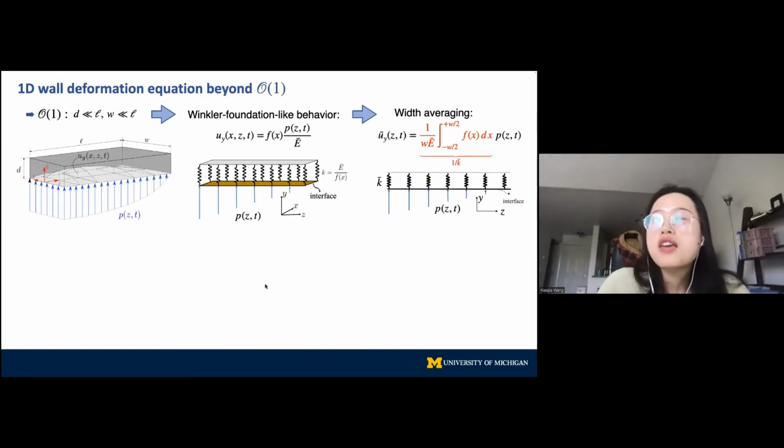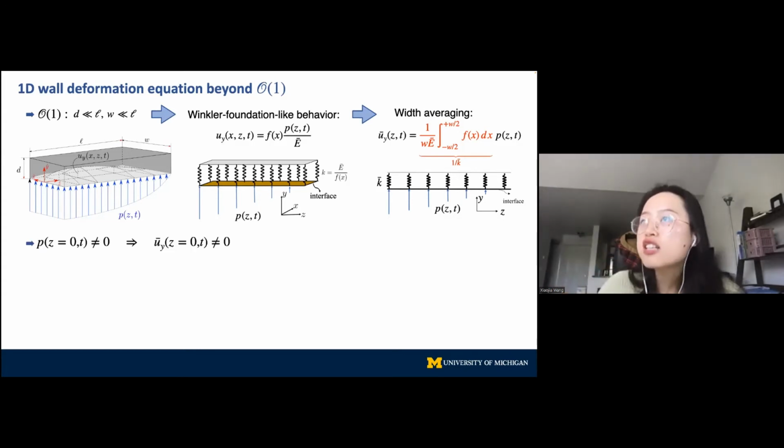We can do similar things for the solid mechanics problem. For the solid mechanics problem, if we do a width averaging, the 2D Winkler foundation will become a 1D Winkler foundation. That is, because we average over x, the variable stiffness k will become a constant k bar here. And in this case, the interface displacement is still proportional to the local pressure, like a Winkler foundation.